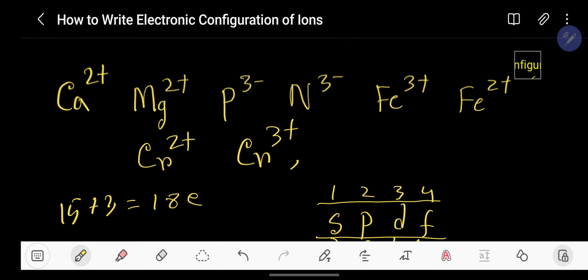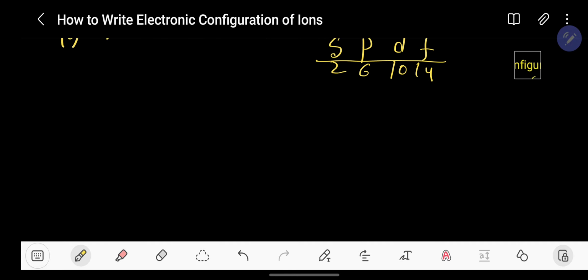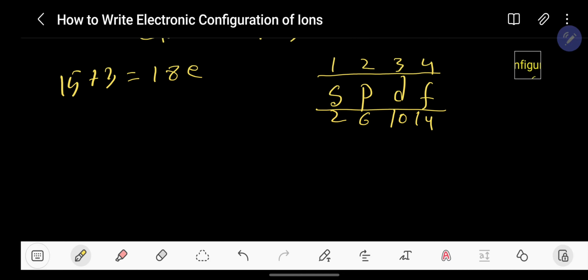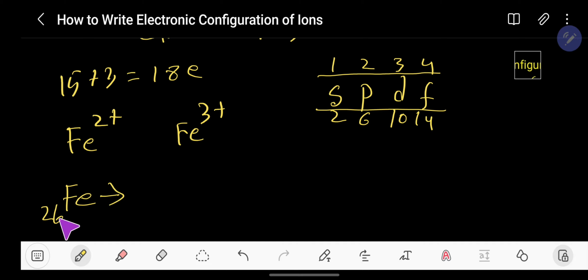Now we'll write the electron configuration of iron 3+ and iron 2+. Look, so we'll write the electron configuration of iron 2 plus and iron 3 plus. So before writing the electron configuration of these two ions, we need to write the electron configuration of the neutral atom. You know that the atomic number of iron is 26, so let us write s, ps, ps, then dps, dps.